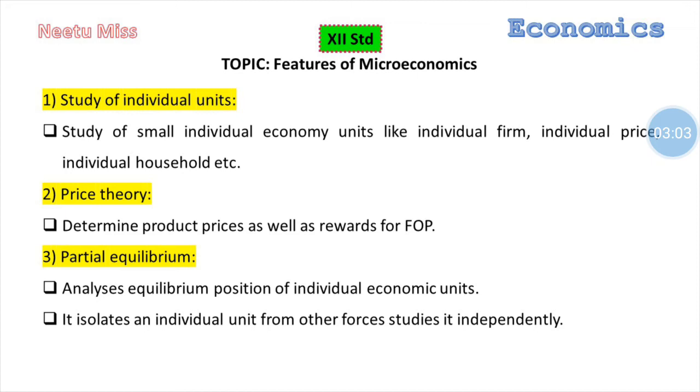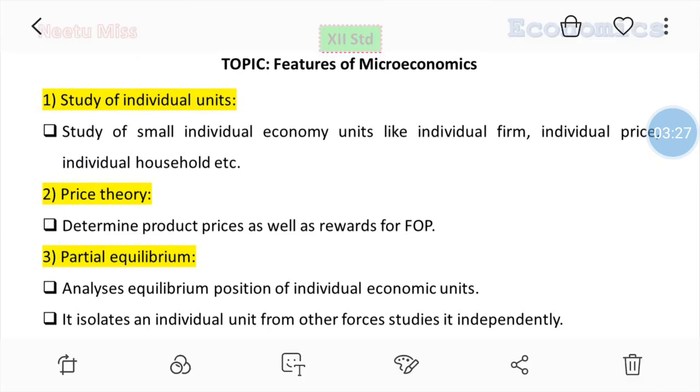Such as when we talk about total demand, it means that we are talking about the entire demand of the country. But when we talk about the demand of a particular product, it means that we are talking about only one product. So partial equilibrium means microeconomics always isolates one single unit from all the units and studies it in detail and independently.